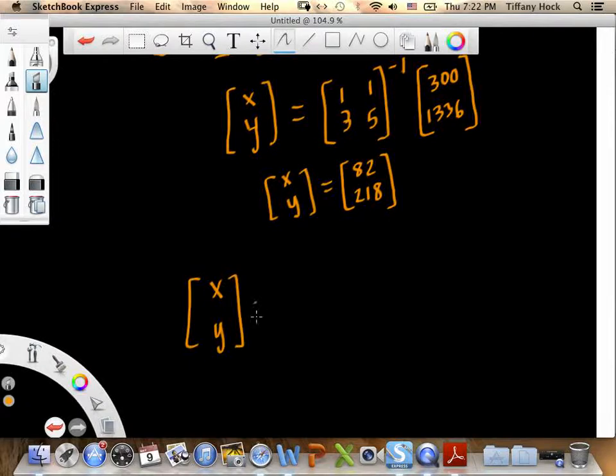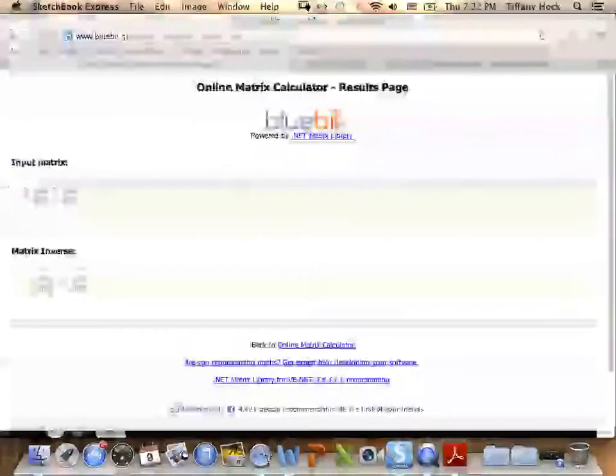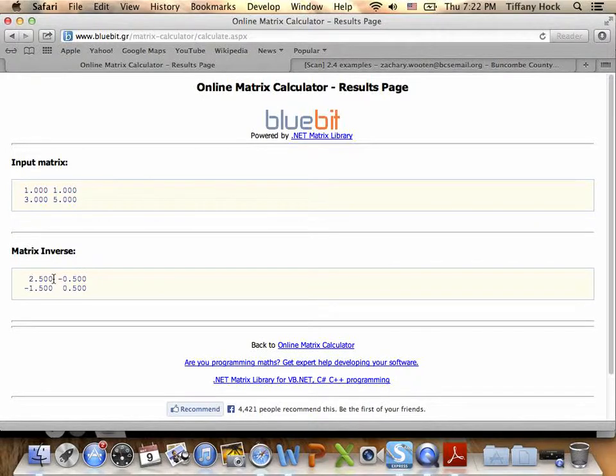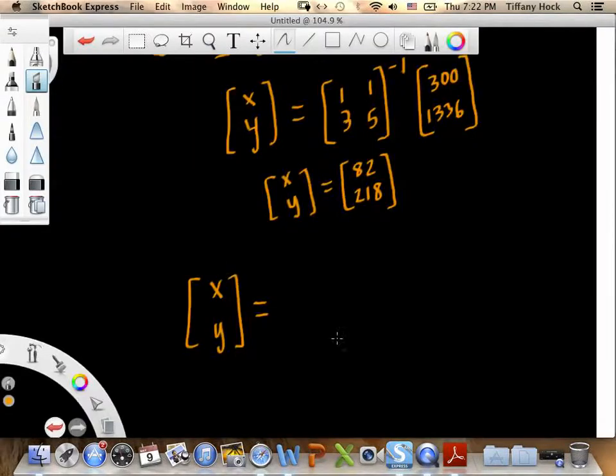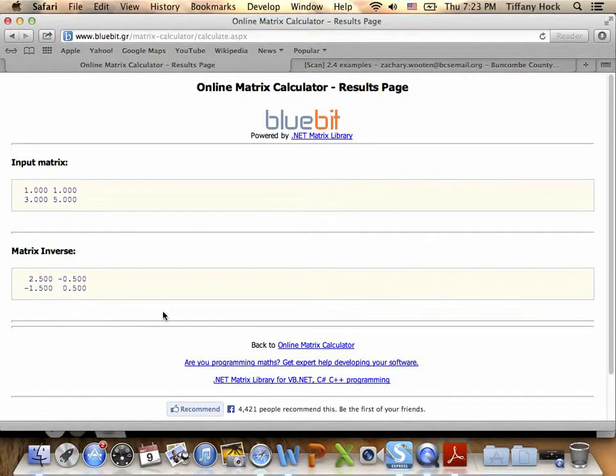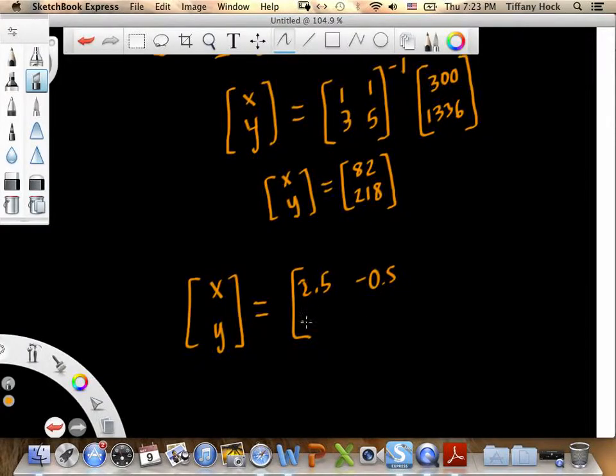Glad this is finally starting to write a little bit quicker. And I'm going to write this matrix in. So the inverse of that coefficient matrix had 2.5, and negative 0.5. And then on the bottom row, it has negative 1.5 and 0.5. Okay? Now, the inverse matrix of 1, 1, and 3, 5 is going to be this matrix.